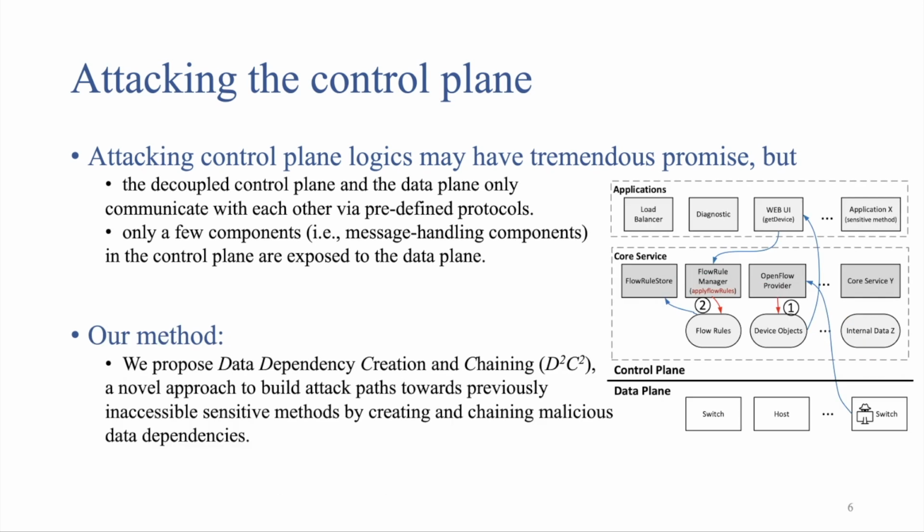So in this talk, we are going to present a novel approach to address the attack reachability problem, which is called D2C2, Data Dependency Creation and Chaining Attack. Unlike previous work that leveraged some existing data flow or SDN schemes to propagate poison data, we choose to create some new and unexpected data dependency to reach some previously inaccessible APIs.